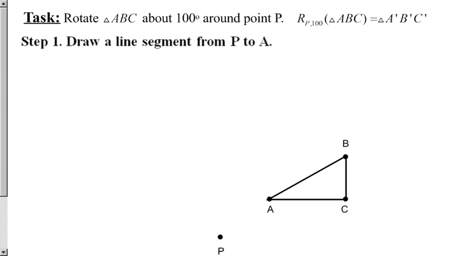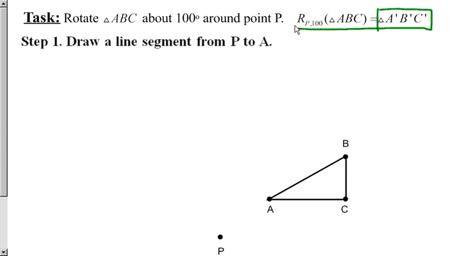The task at hand, illustrated from the textbook, says to rotate the triangle ABC about 100 degrees around point P. And here is the notation right there. So we are trying to achieve triangle A prime, B prime, C prime after it is rotated about 100 degrees around point P. All right, so the textbook gives you the steps.